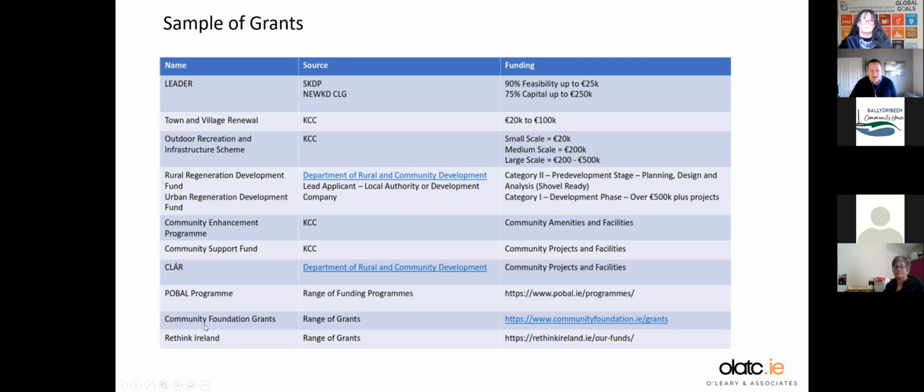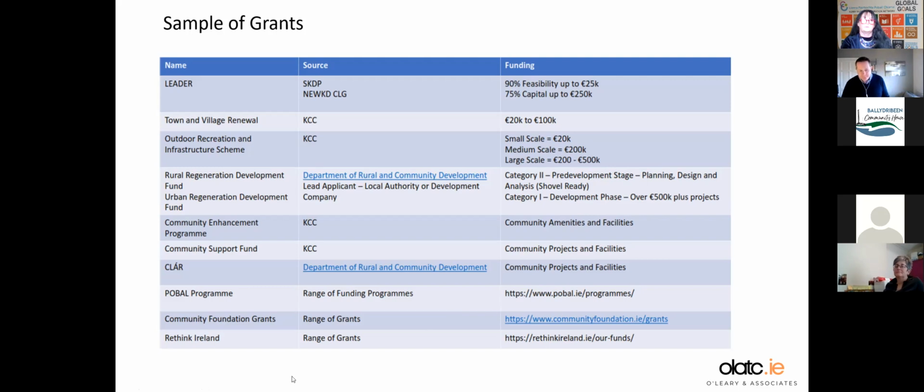Community Foundation, again, they have a range of grants. If you go into the website, it has a list of grants that are open and grants that are closed. So, similar to your other funding sources, keep an eye on what they've got coming on. Get on their mailing list, so when they open a fund, they'll email you saying this fund is now open.